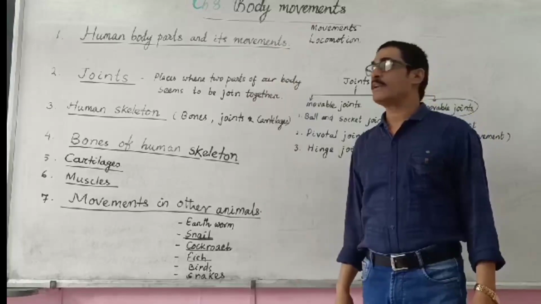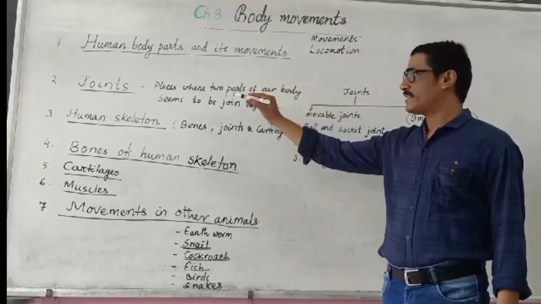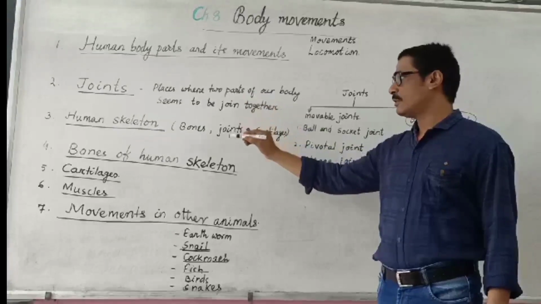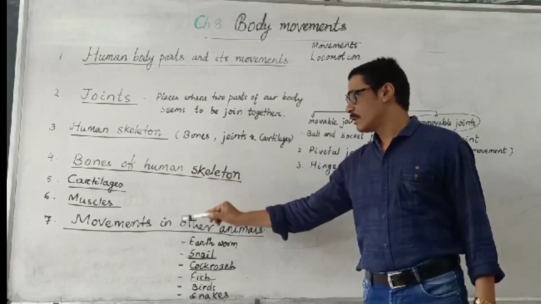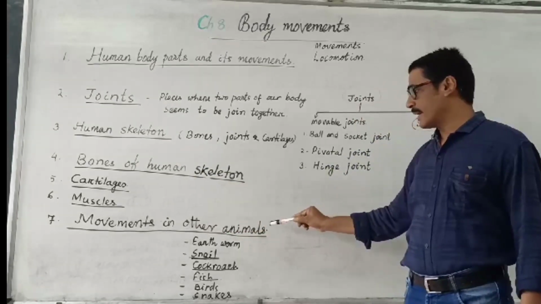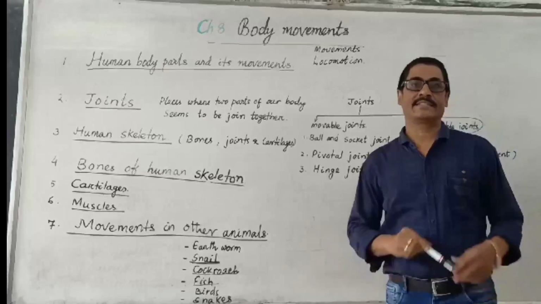In this chapter, we will learn about human body parts and their movements, joints, the human skeleton, bones of the human skeleton, cartilages, muscles, and movement in other animals like earthworm, snail, cockroach, fish, birds and snakes.